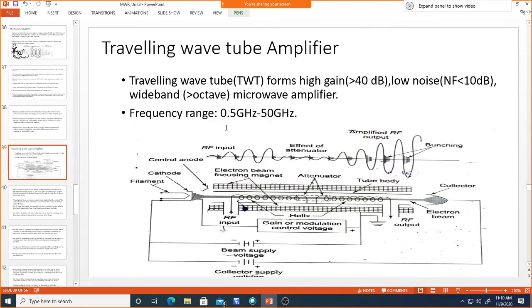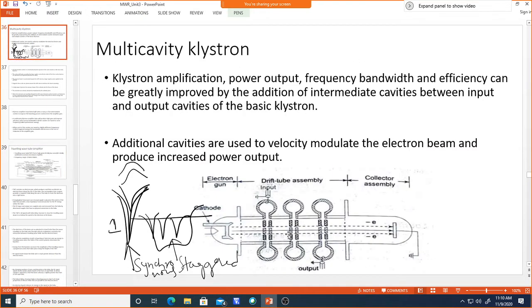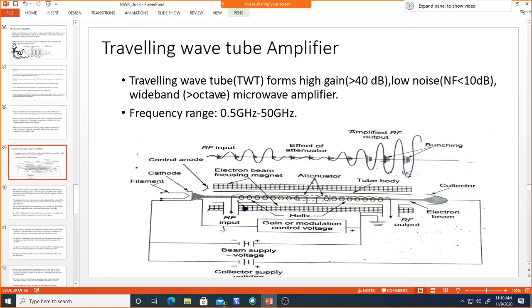Now we come to another type of linear O-type amplifier, which is called the traveling wave amplifier. The disadvantage we faced in the multi-cavity klystron is that the cavities are resonant, so to get the gain the frequencies must be tuned to the same frequency, and then the bandwidth will be narrow. To avoid that bandwidth problem, we go for the traveling wave tube amplifier.